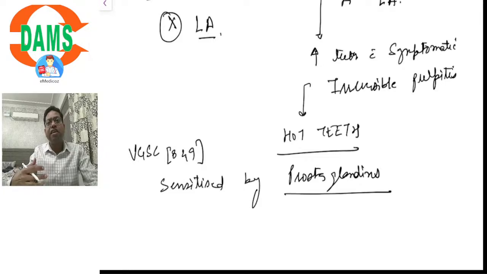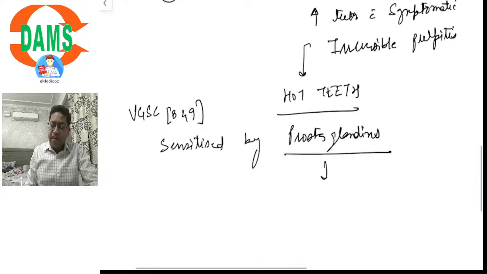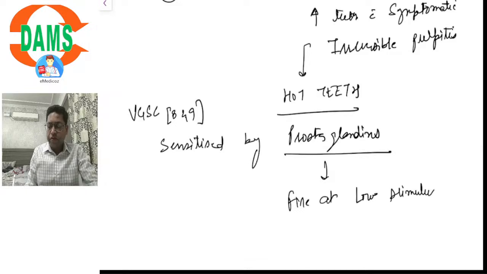And these prostaglandins would sensitize the voltage gated sodium channels subtypes 8 and 9. If something becomes sensitive, it would respond at a low threshold. It would respond vehemently. So what happens? They fire at low stimulus. This leads to spontaneous pain.